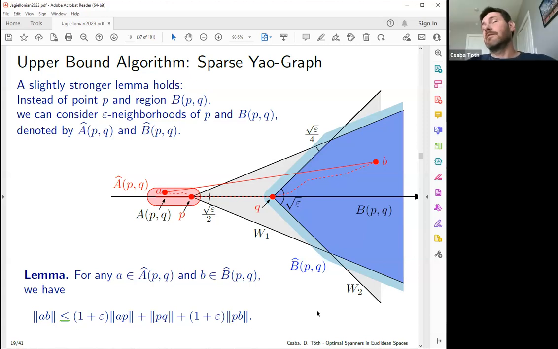Yeah, so the plan is to modify the Yao construction so that some of the edges are never even added to the graph. Okay, got it. So it's going to be a sparser Yao graph, but the proof will still be by induction. So the same strategy for the proof, but with fewer edges.